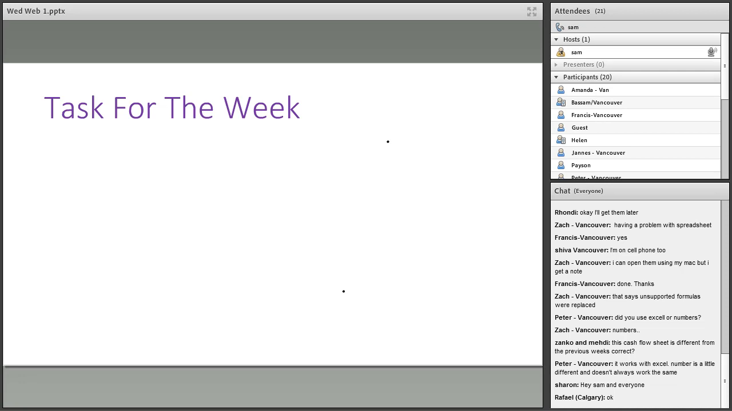Numbers a little different. Okay? Cash flow sheet is different from previous weeks, correct? This cash flow sheet is different from the previous weeks. No, the same one. Same. This is the main evaluator sheet that we use, okay?